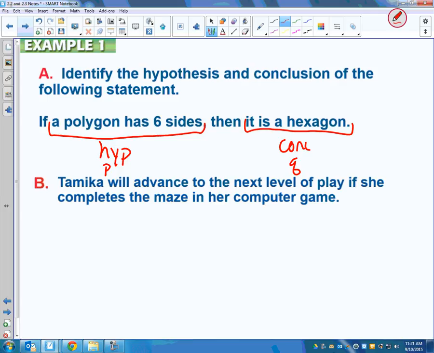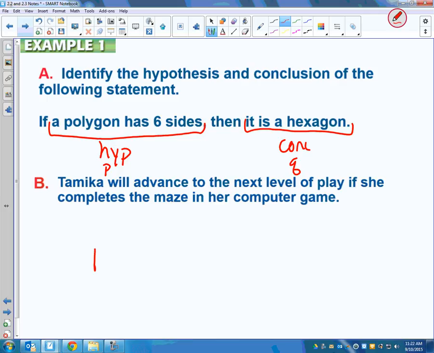That's pretty easy if it's in if-then form. But look at the second one. Tamika will advance to the next level of play if she completes the maze in her computer game. What is the hypothesis in that statement? Garrett. Yeah, if we were going to put this in if-then format, she completes the maze in her computer game would be the if part. If she completes the maze in her computer game, then we would say what? Yeah, so it's not always in the right form. You have to think about how you would write it.